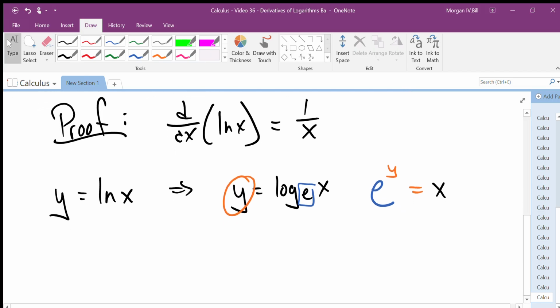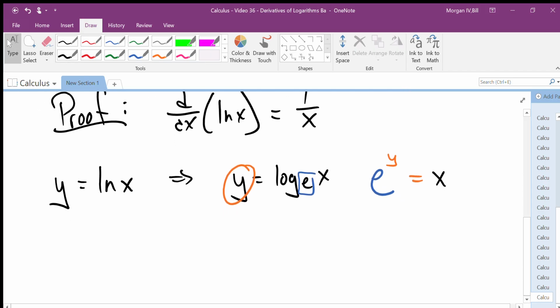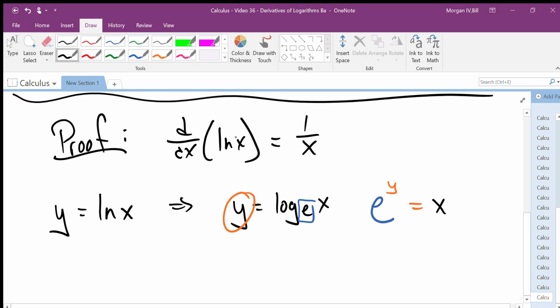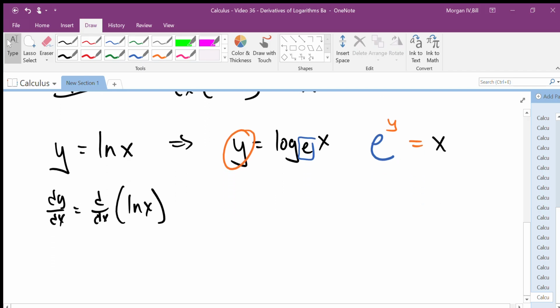Okay, so the derivative of y with respect to x, dy dx, that's the derivative of the logarithm, natural log of x. Let's just think about it like this, right? If I want the derivative of y, if I want dy dx, that is the derivative of the natural log of x. That's what I'm looking for. So if I can solve for dy dx, I will have my answer. But I want to do it using this form here. So we're going to start with e to the y equals x, and we're going to take the derivative implicitly.